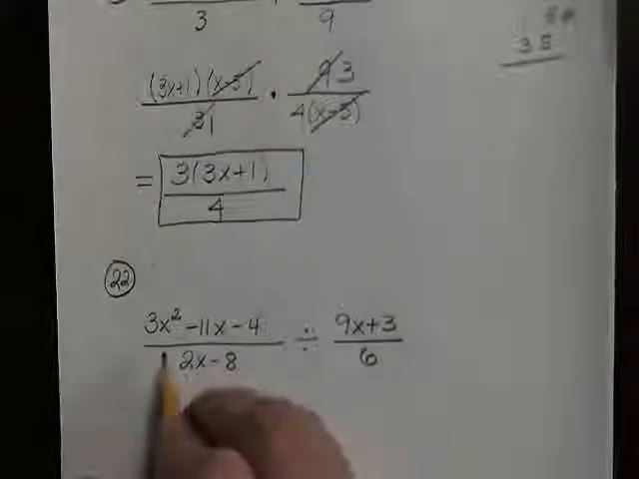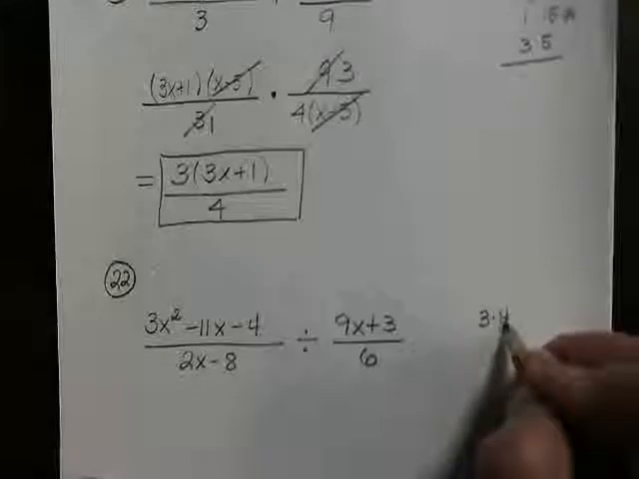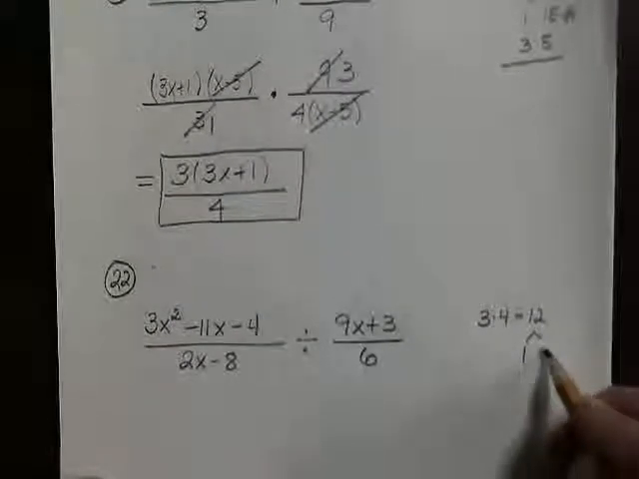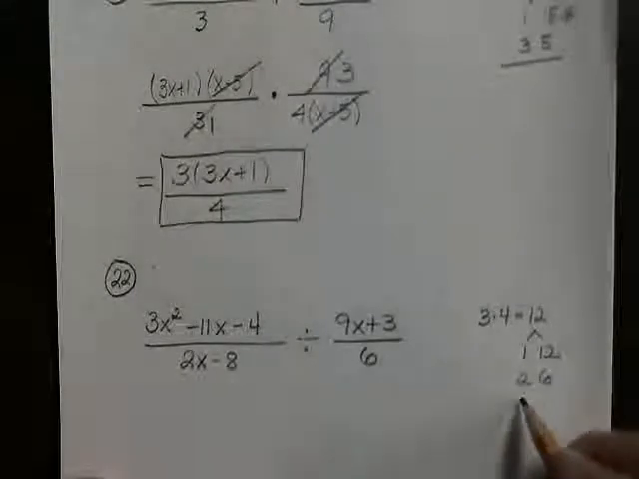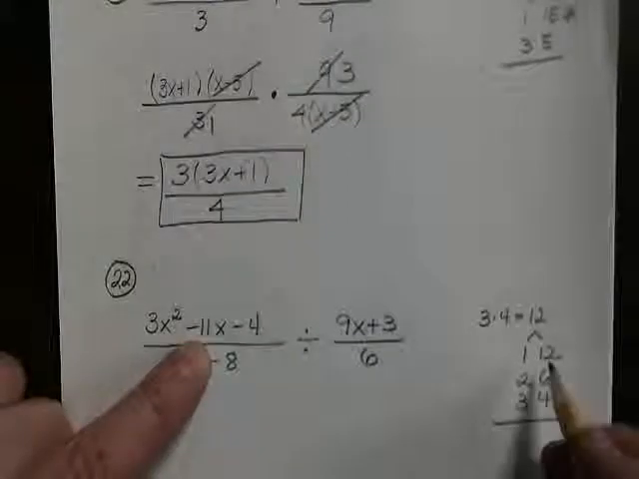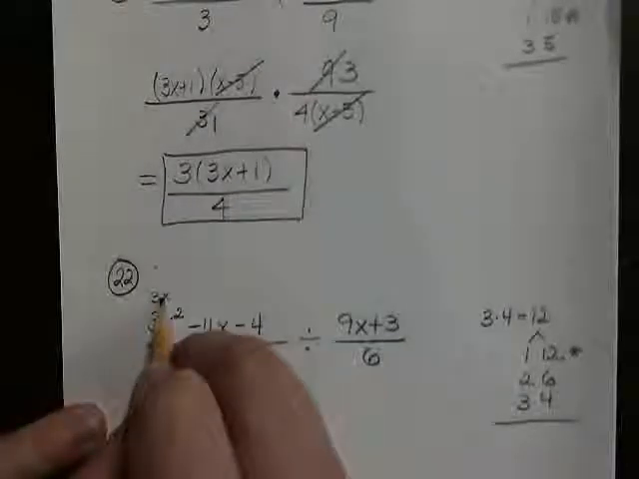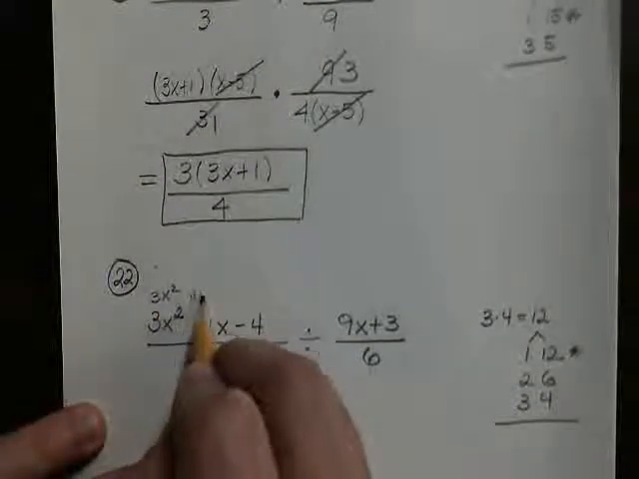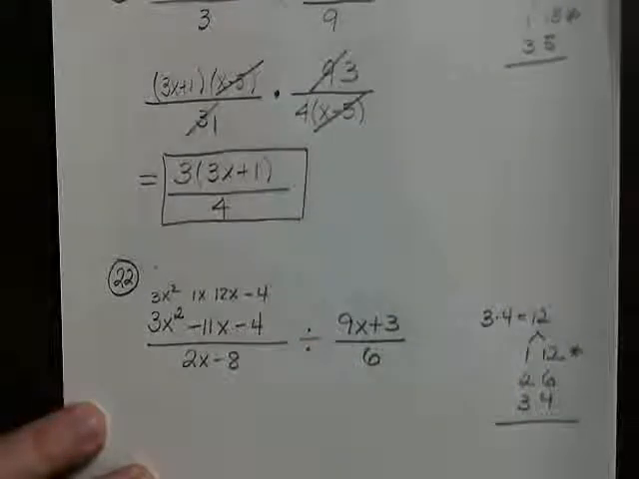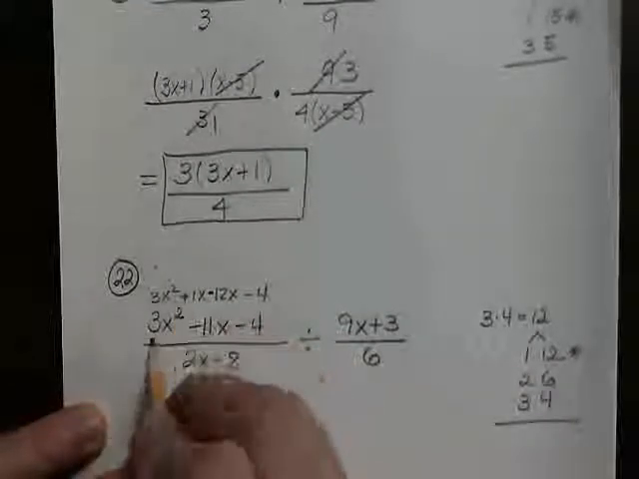Okay, same thing again. We have a 3 and a 4, so we're going to multiply 3 times 4 equals 12. Which numbers give me 12? 1 and 12, 2 and 6, 3 and 4. Now I'm looking for 11, so 1 and 12 would be my choice. So I'm going to write on top 3x squared, then 1x and 12x, and minus 4. Because 11 is negative, the 12 will be negative and the 1 will be positive.